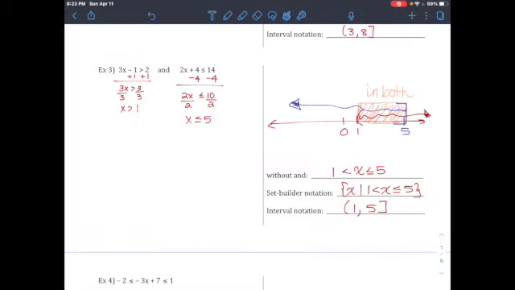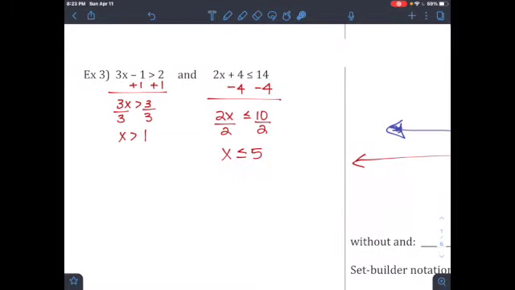For example number 3, we have to just solve basic inequalities: 3x minus 1 greater than... Pretend the inequality sign is an equal sign, and solve it just the way it is. So minus 1 on both sides, you get 3x greater than 3, and divide by 3 on both sides, x is greater than 1. And same thing here, minus 4 on both sides, and 2x less than or equal to 10, and divide by 2, x is less than or equal to 5.